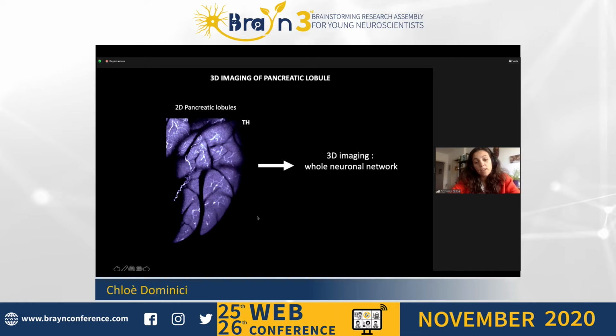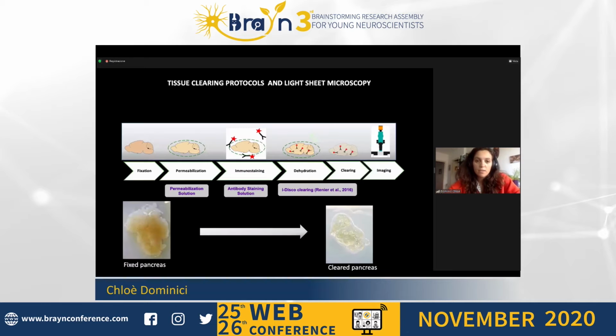We wanted to look at the whole structure of the network to see some plasticity. In the 2D section, it was very difficult to see such differences during tumor development. What we wanted was 3D imaging of the whole neuronal network to be able to quantify the differences more precisely. That's why we did tissue clearing and light sheet microscopy.